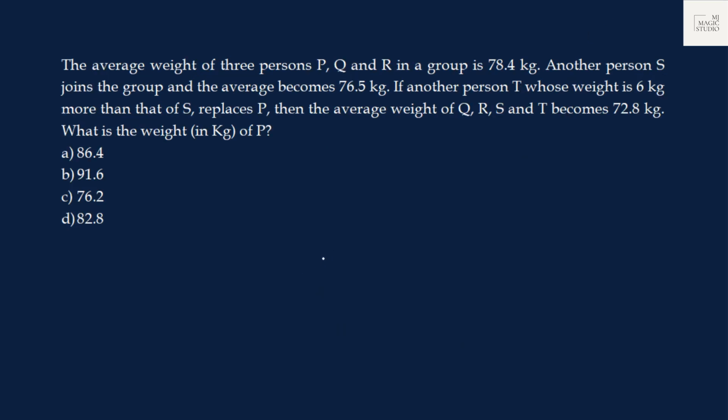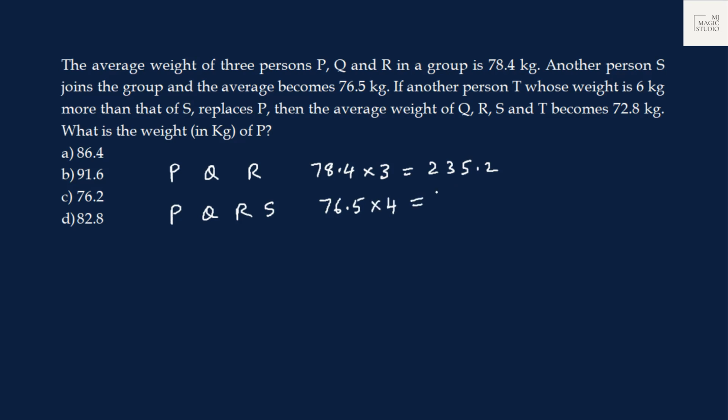Next example from averages. The average weight of 3 persons P, Q, R in a group is 78.4. That means the total is 78.4 into 3, that is 235.2. Another person S joins the group, PQRS, and the average becomes 76.5. So total is 76.5 into 4, that should be 306. And if I subtract these two, I'll get the value of S.